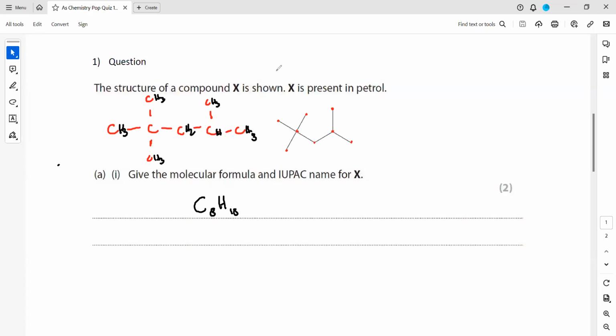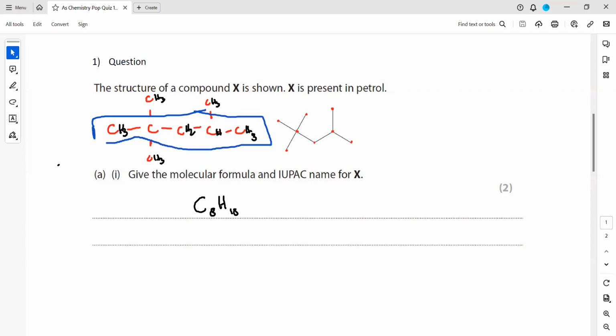Then what is the name? How to work it out? First, we have to select the longest chain of carbon. And after selecting the longest chain of carbon, the numbering should start from the nearest branch. So 1, 2, 3, 4, 5 are there, or 1, 2, 3, 4, 5, or 1, 2, 3, 4, 5. So the maximum in any chain I try to select, I'll get 5. So I select this as my longest chain.